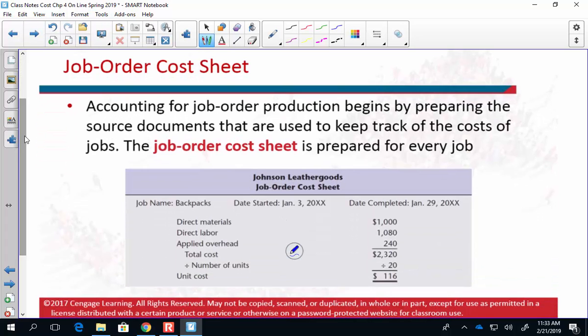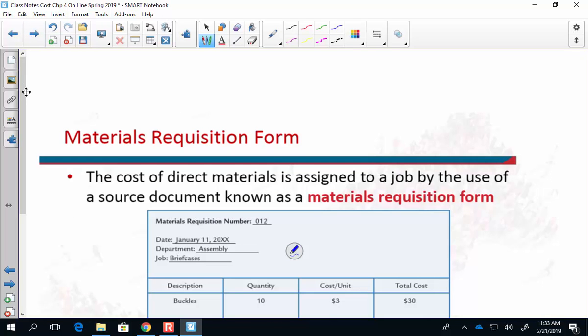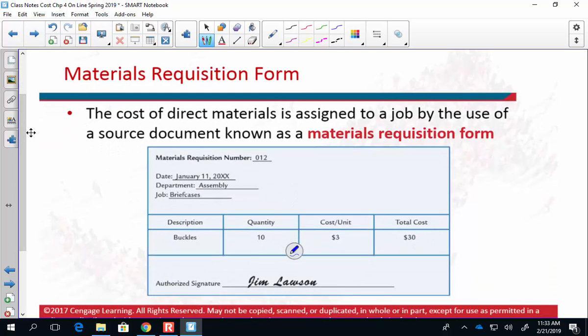So just be aware of the tracking paperwork, I guess you could call it, job order cost sheet. What's on it? It's simply our costs, units, stuff, and unit cost. Maybe an actual amount compared to a budget number. The material requisition form informs what job the material is going to. In this case, it's going to job number 12. Oh, excuse me, job number briefcase.